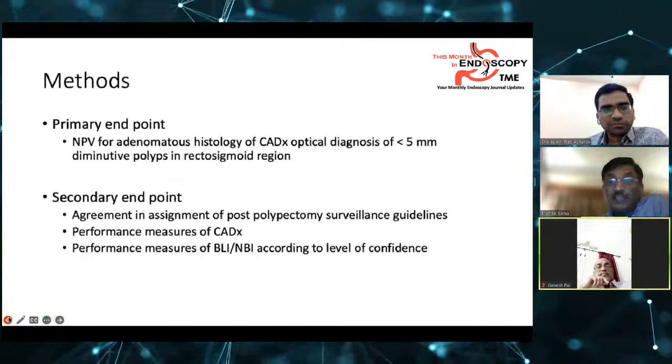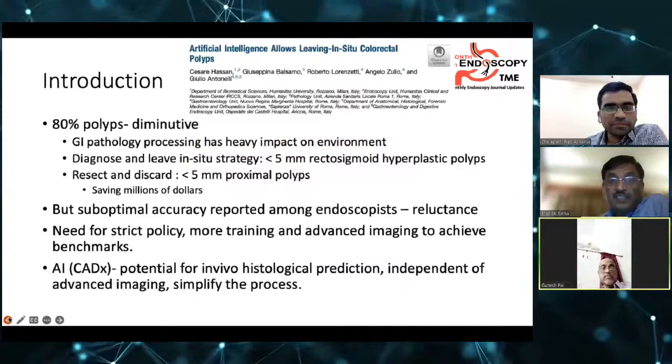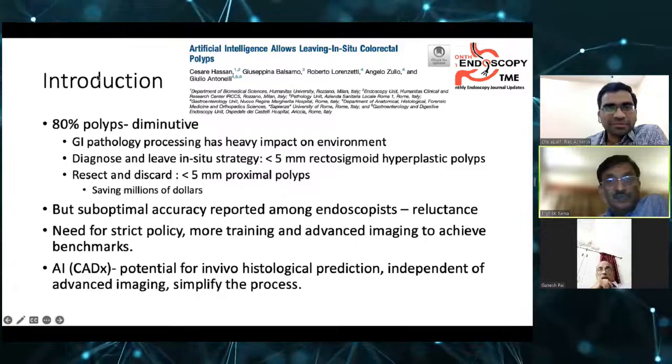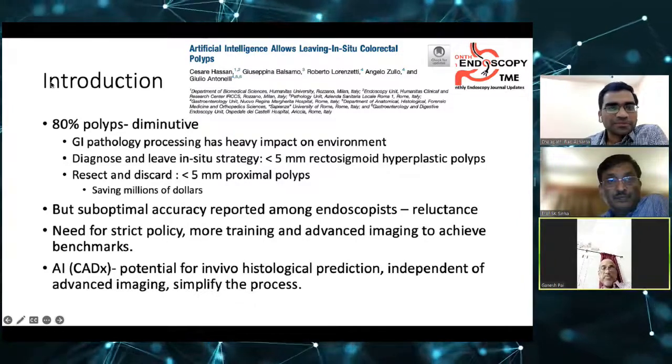But the issue is that every adenoma that is missed is a source for litigation. Yeah. Yes, that's a point to be kept in mind.